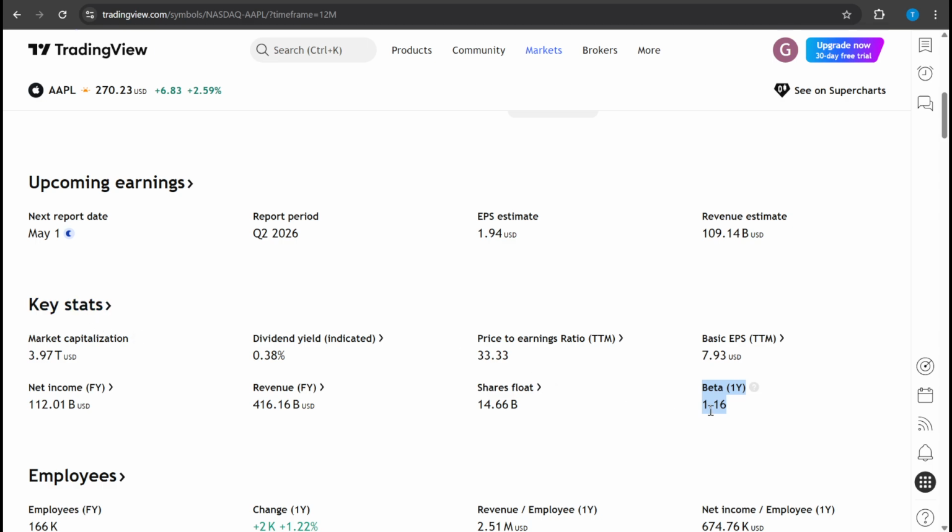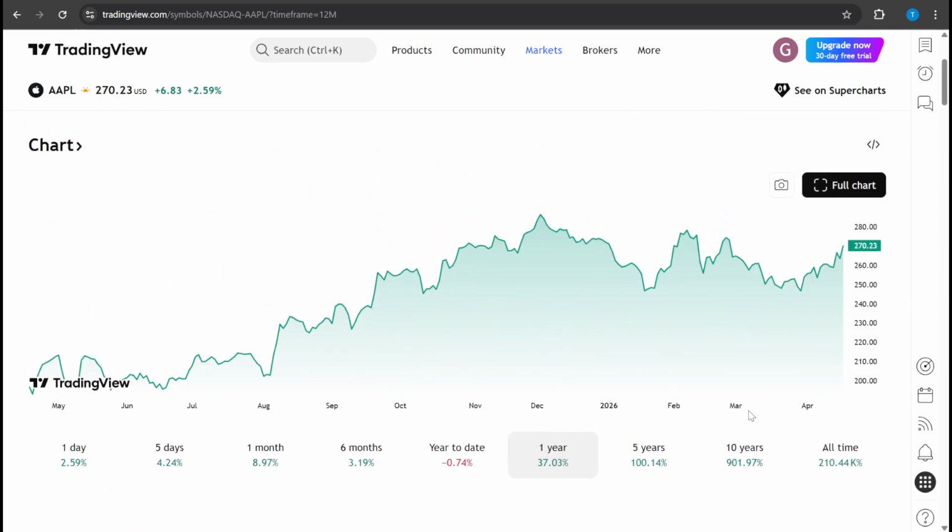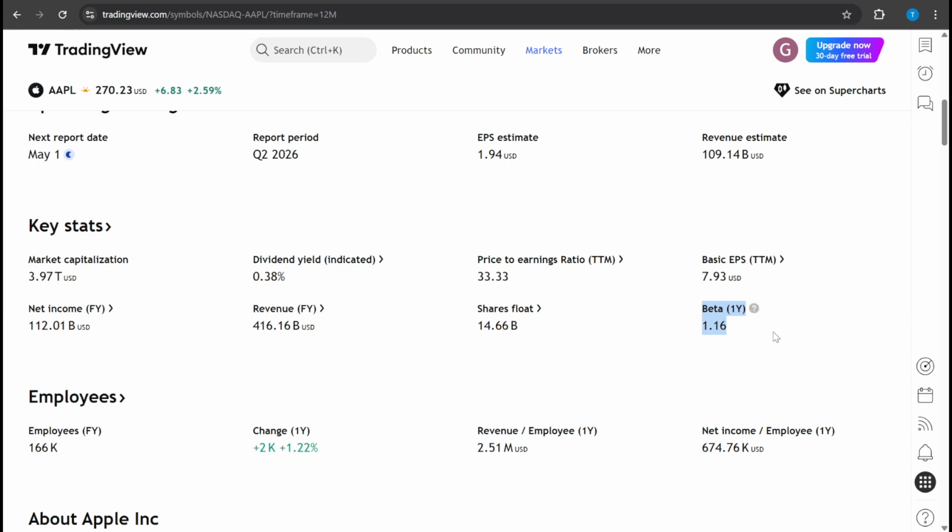Think of it as a speedometer for risk. It tells you how much a specific stock tends to jump or dip compared to the rest of the market. It doesn't tell you the quality of a company, but rather how reactive that company's stock price is to external market forces. To understand this properly, we first need to establish a baseline.